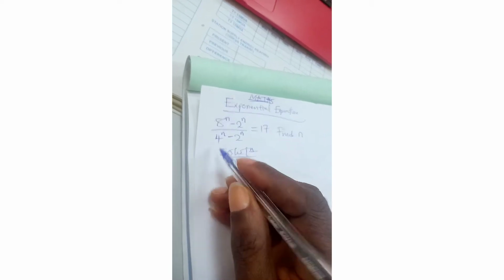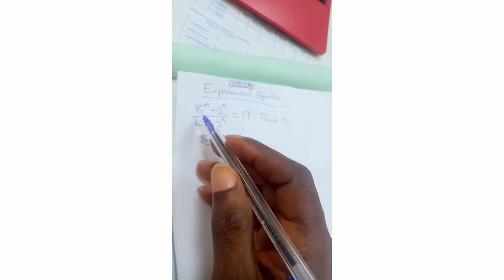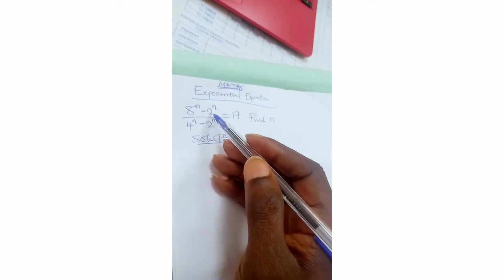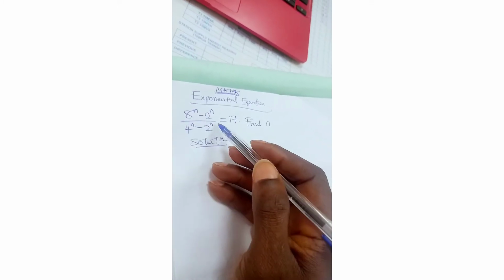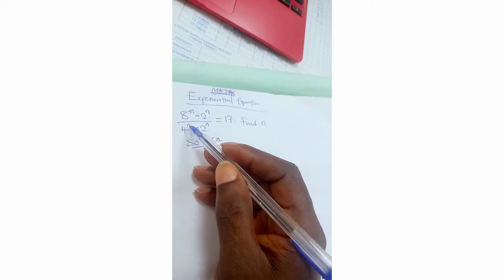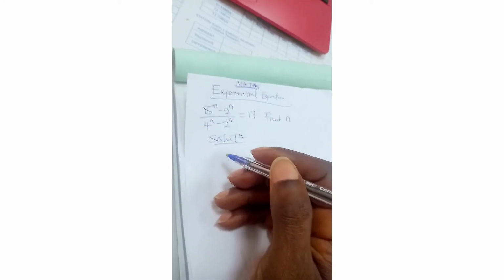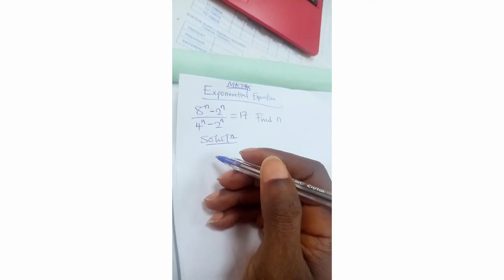From the question, you can see that we have (8 raised to power n minus 2 raised to power n) over (4 raised to power n minus 2 raised to power n) is equal to 17. Now, to solve this is what we are going to do.